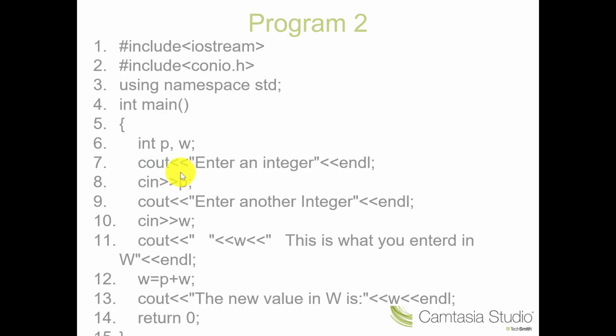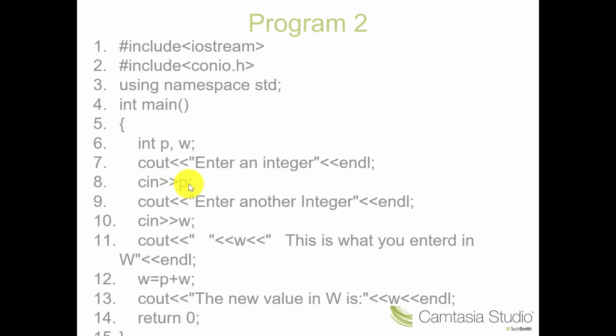But here, instead of assigning data in P using the assignment operator, we are inputting data through the input stream of C++, and it will allow us to enter data in variable P, which was declared here, using keyboard. Here, similarly, we will use the keyboard to enter data in variable W, which was declared here.